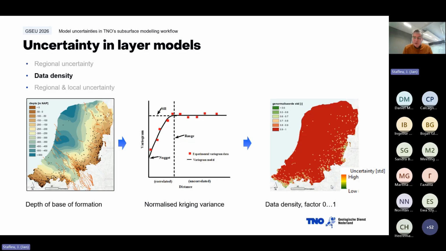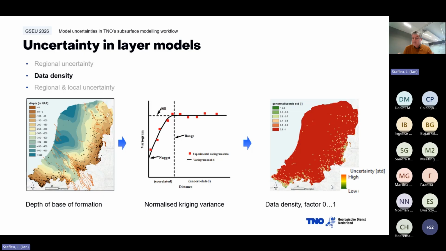But we also want to take into account that if we are close to a borehole, if we're close to a data point, then uncertainty will be lower. That is the effect of data proximity. And to estimate that uncertainty effect, we use the variogram, the same variogram that was being used to calculate the depth of the base of the formation.